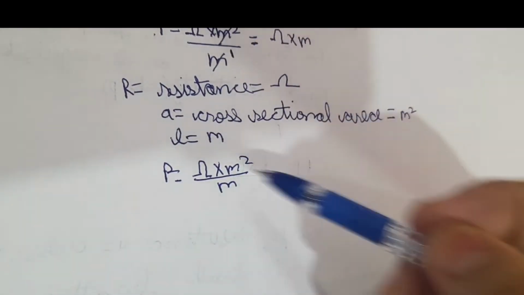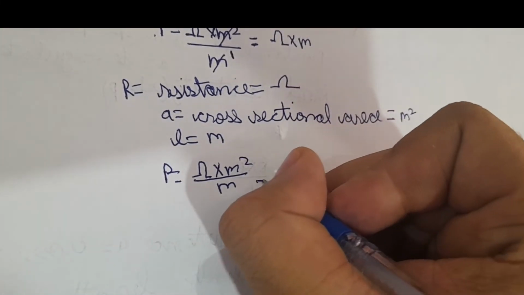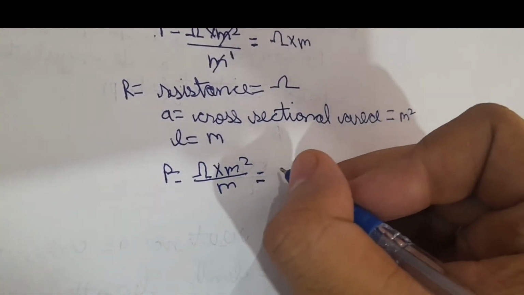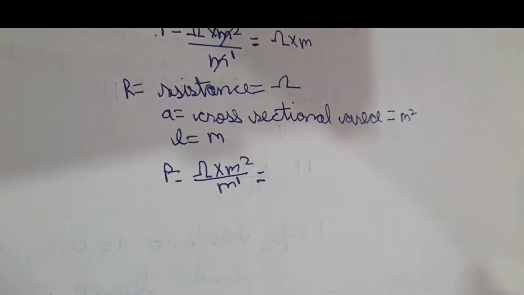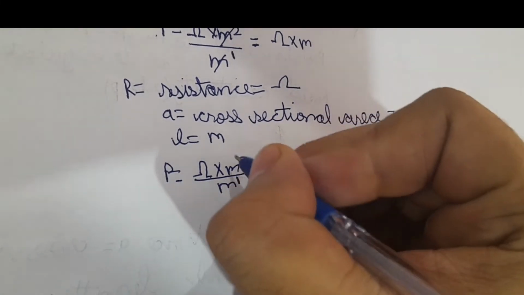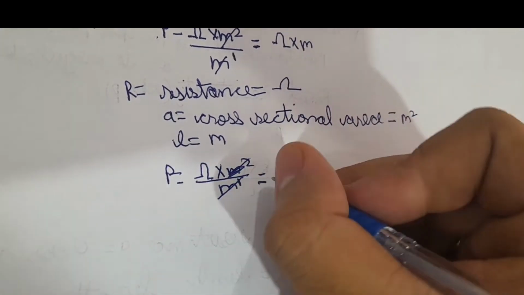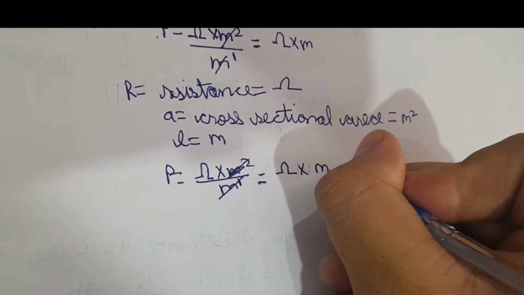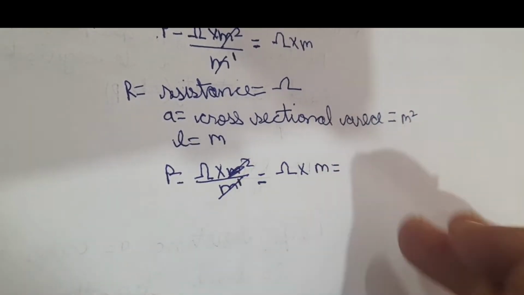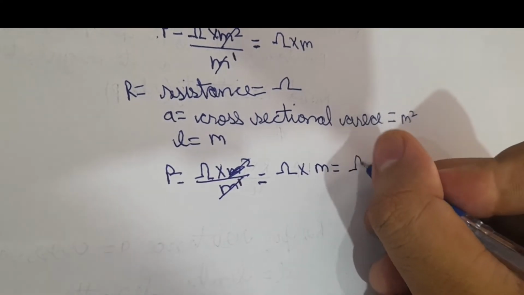So we have substituted the units of various quantities. Now what will be the answer over here? This has m to the power 1, so one meter will be cancelled, it is gone. What remains is ohm meter, that is, ohm into meter.